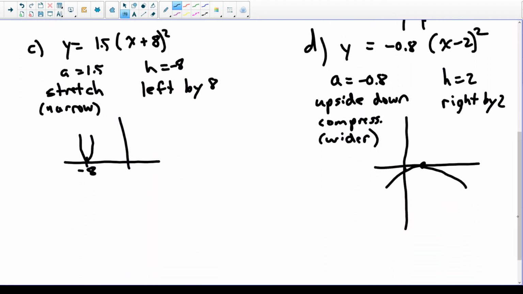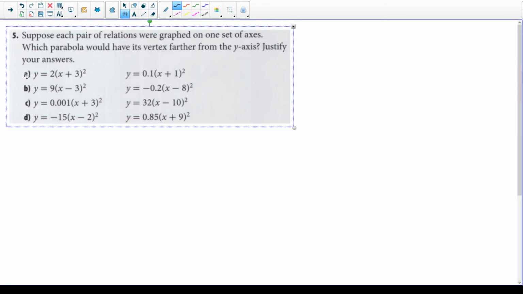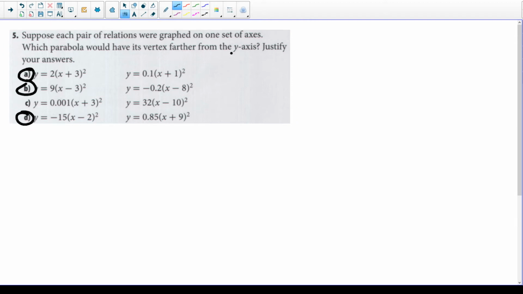The next question is question 5. I had asked you to do A, B, and D. So for this question, suppose each pair of relations were graphed on one set of axes, which parabola would have its vertex farther from the y-axis? Justify your answer. So we had done a question similar to this a little while ago, where it said how far away would it be from the x-axis if the parabola moved up or down. Now we're talking about the y-axis. So which one is further away from the y-axis, moving left or right?